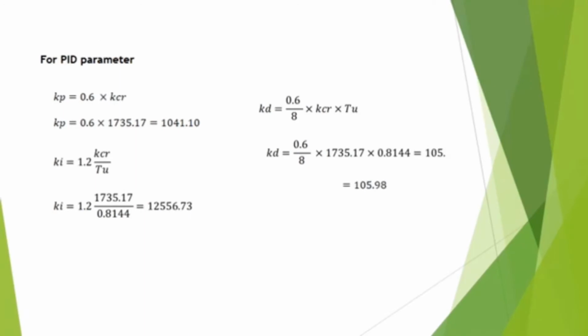Lastly, we want to find the PID parameter. So for Kp, we use 0.6 multiplied by K critical, and we get the answer. For Ki, we use 1.2 multiplied by K critical over Tu, and we get this answer. And for Kd, we use 0.6 over 8 multiplied by K critical and multiplied by Tu, and we get this answer. So that's all for me. Thank you.